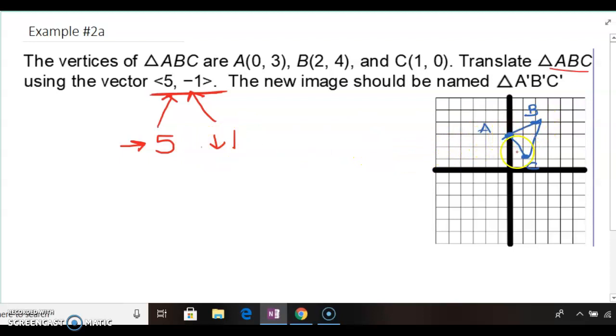Now guys, make sure when you put these points on a graph, I know it sounds super ridiculous, but make sure you label them A, B, and C. If you do it on a test and they're not labeled, I would count them wrong, or at least take some points off.